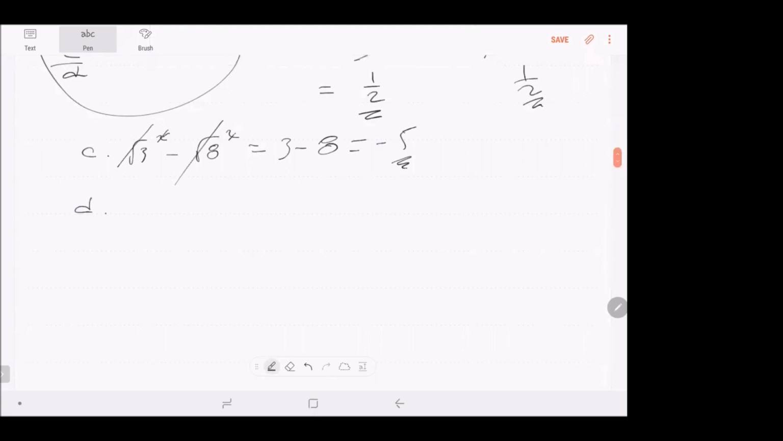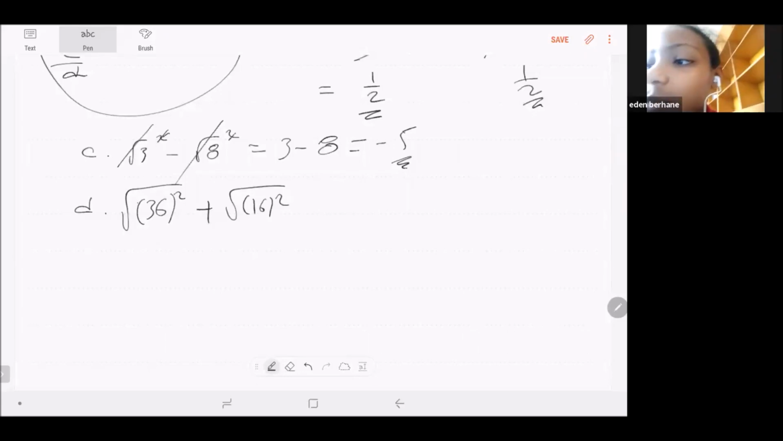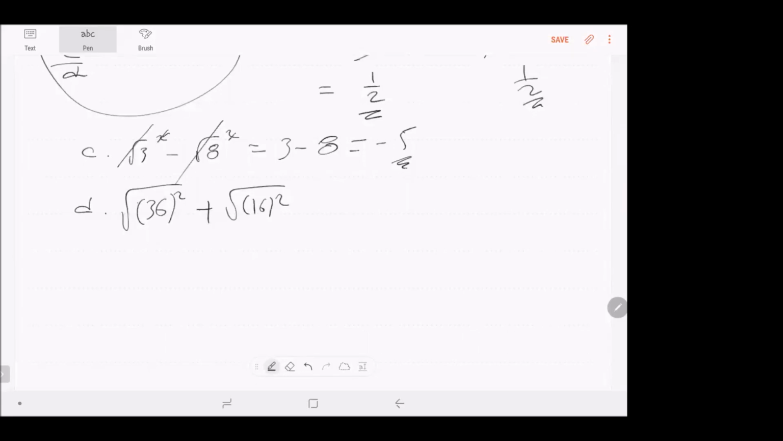Okay, D, a similar question. The square root of 36 squared plus the square root of 16 squared. Similar question. As I told you before, there is no difference between the expressions. The square root of a square and the square root of a square, the two expressions are similar. So for this case also, this square can be cancelled out by the square root, and this square can be cancelled out by the square root. So what is left? 36 plus 16. So 36 plus 16 is 52.